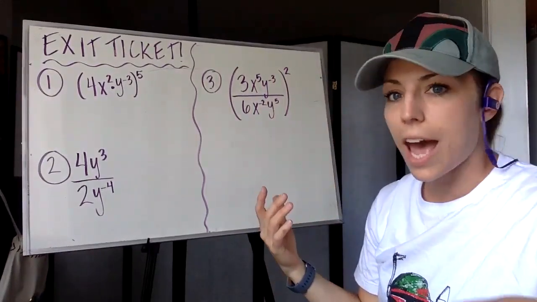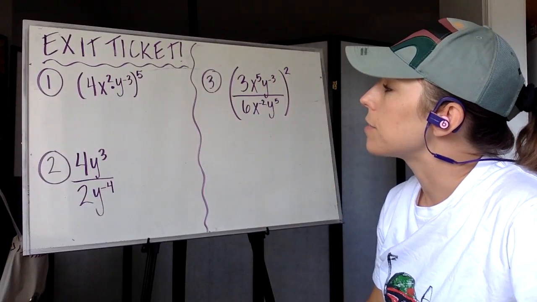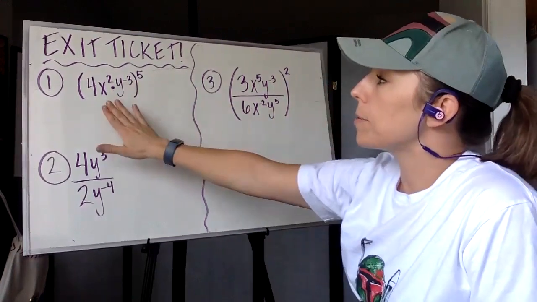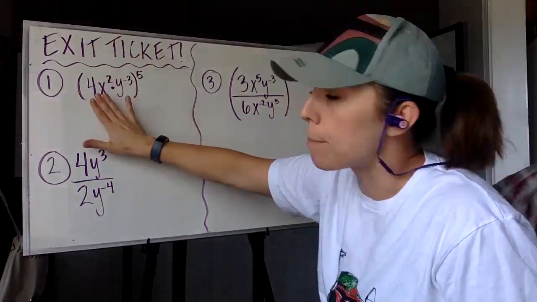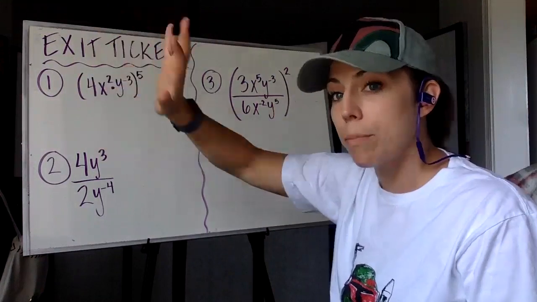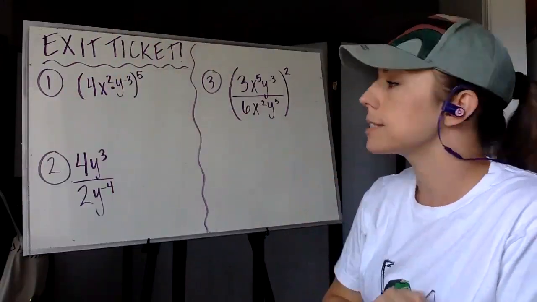Let's look at what can we actually do? Oh, I just realized I made number one a little bit tougher than I intended. That's okay, we'll do it anyways. Okay, here we go. What I noticed on number one is that this is a power, and the power has a base that's a product. So that would make this a power of a product. That's how you would classify number one, power of a product.